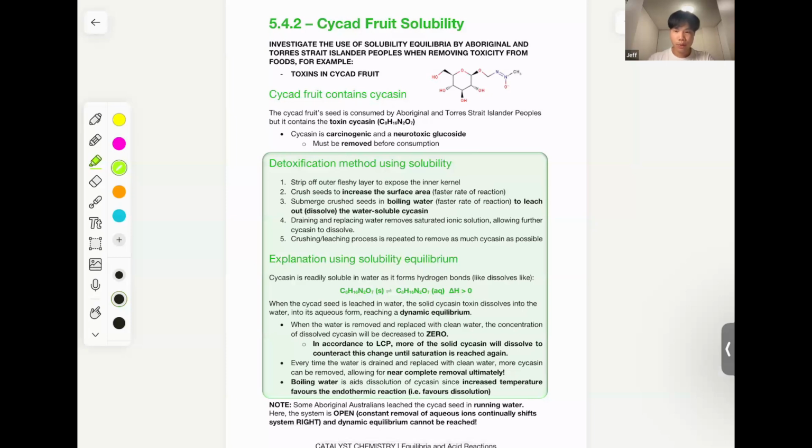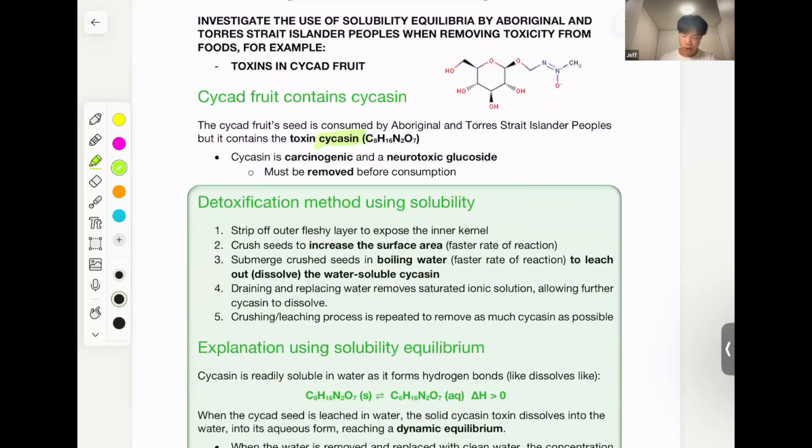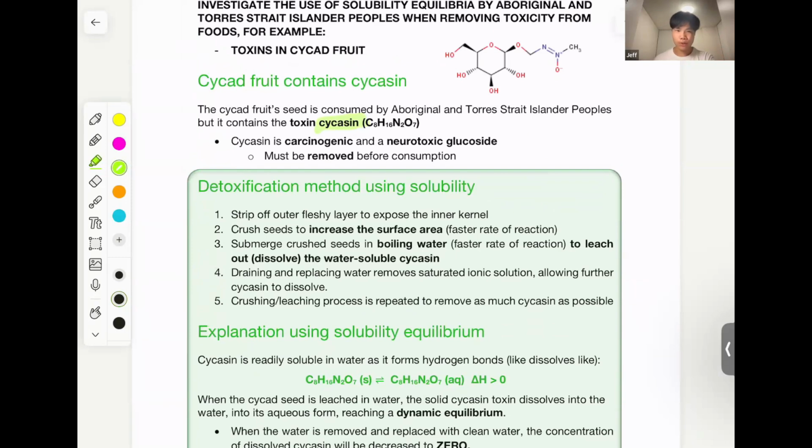One important case study from this inquiry question is the cycad fruit. The cycad fruit contains a water-soluble toxin called cycasin. You can remove it by dissolving it into solution. That whole process is a few steps where you strip the outer layer of the cycad fruit to get to the inner kernel, crush up that kernel to increase the surface area, and then you can go about this in two ways. You can either perform this dissolution and removal of toxin in an open system or a closed system. What would be the two ways you can remove this toxin? How would you do an open system or closed system? How are they different?